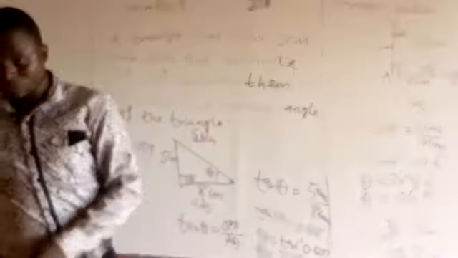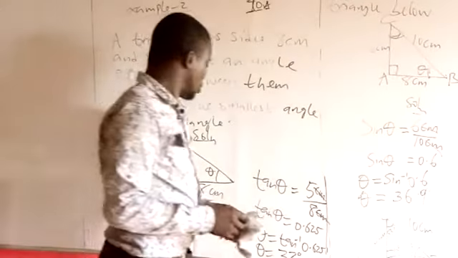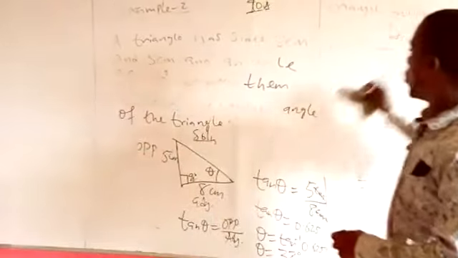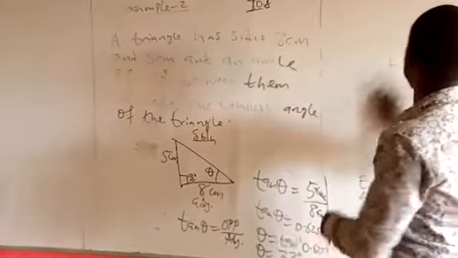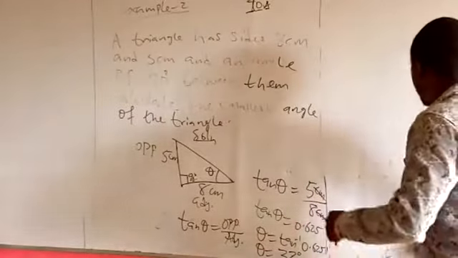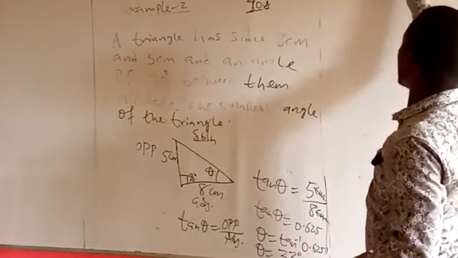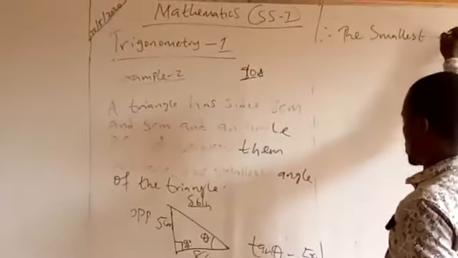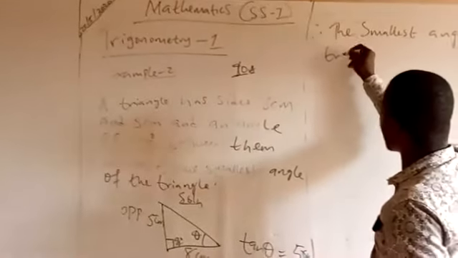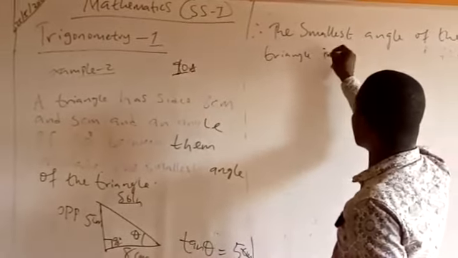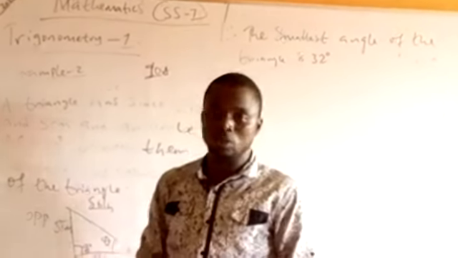So please, this question is very, very simple. So the angle, or rather the smallest angle of the triangle is 32 degrees. You now see, therefore, the smallest angle of the triangle is 32 degrees. So that is the answer. Hope you are with me.